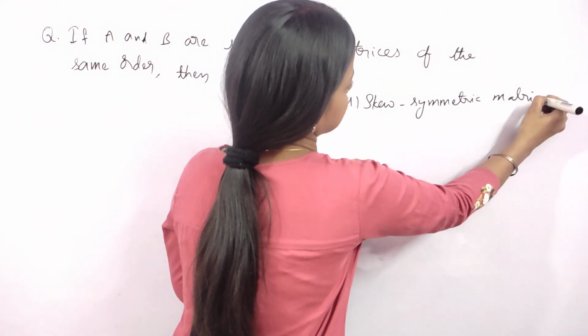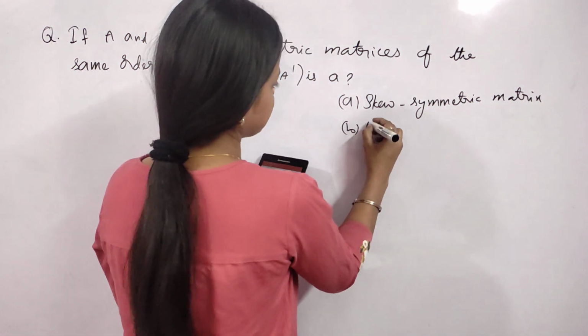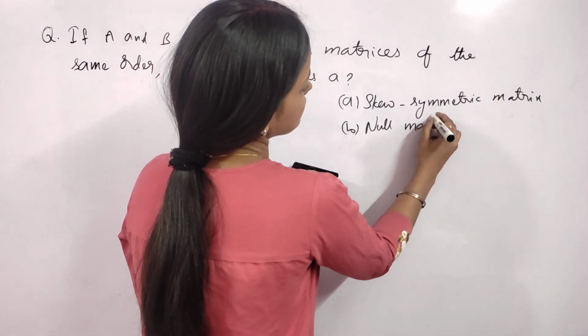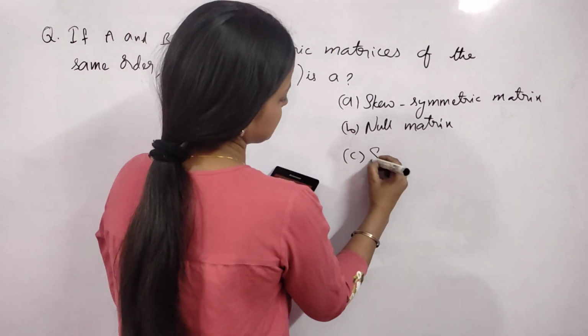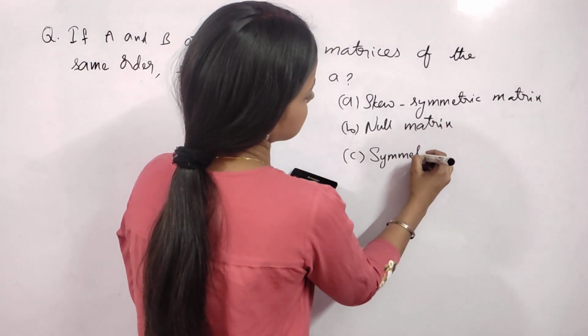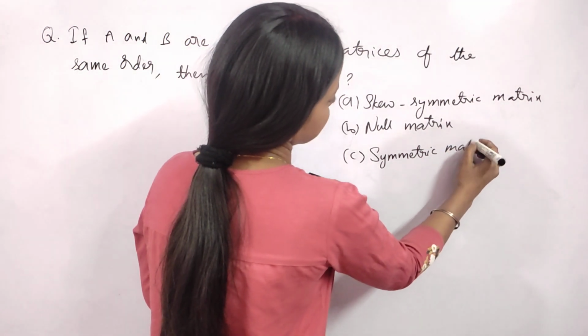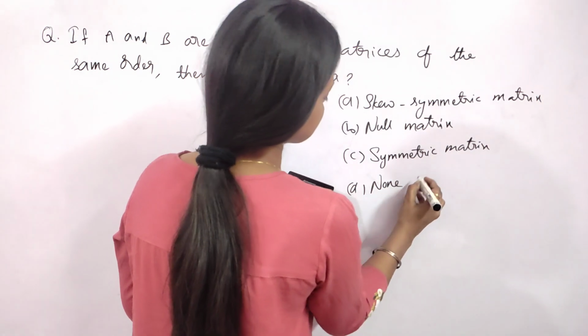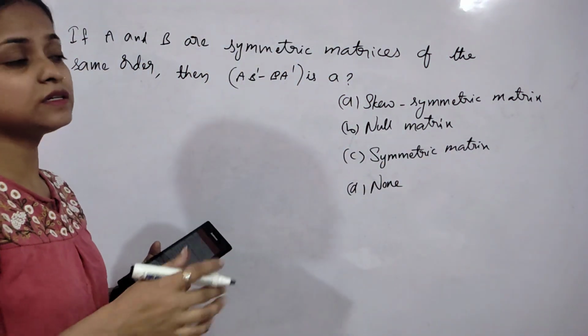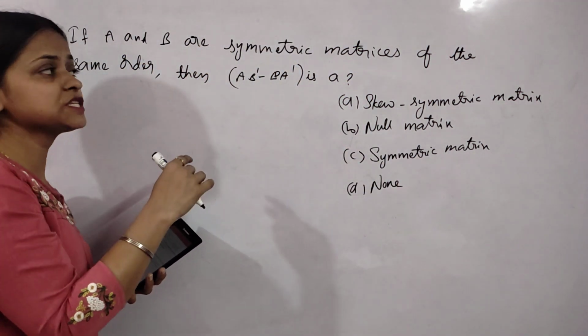matrix, the second option is null matrix, the next is symmetric matrix, and the next option is none. Okay, so these are the given options for this question.